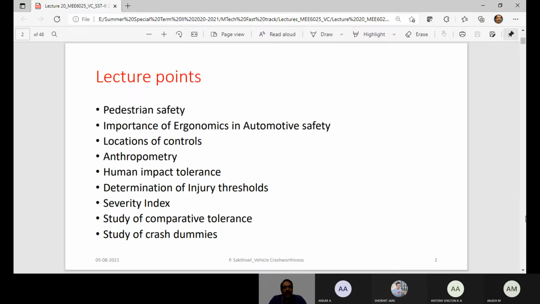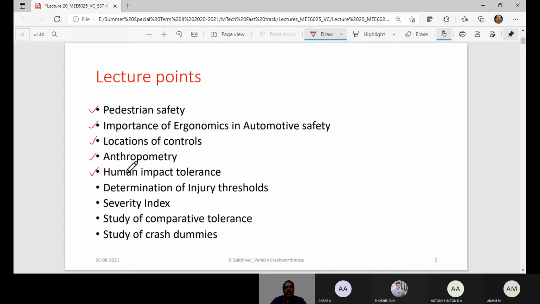So what are the lecture points of this particular module? First, pedestrian safety, and then the importance of ergonomics in automotive safety. The controls of your vehicle are to be in appropriate locations so that it is always beneficial as far as safety and cabin environment are concerned. And then anthropometry, which means the measure of the human body. The dimensions of humans inside the vehicle are mandatory measurements according to gender, shape or size. There can be children, adults, and elderly people present in the vehicle, so there is a variety of occupants, and anthropometry is very important.